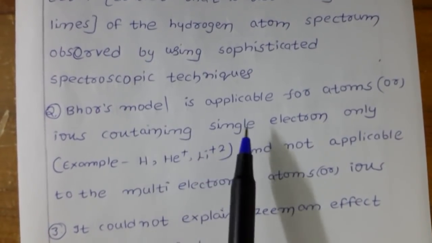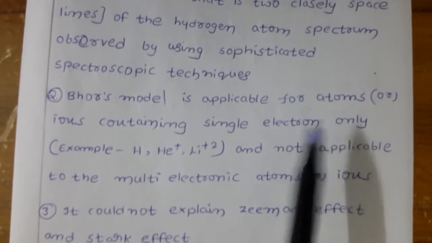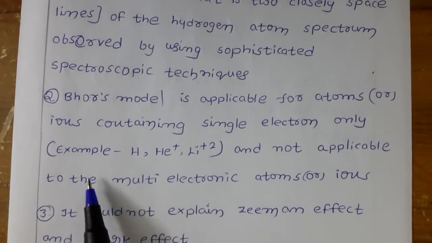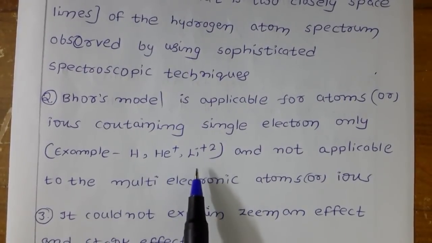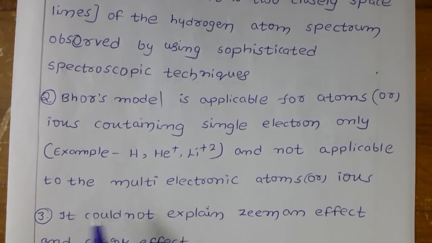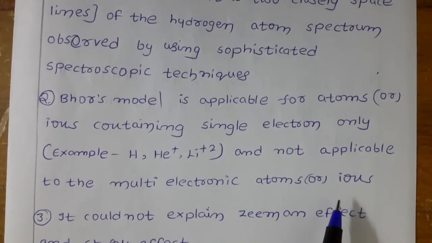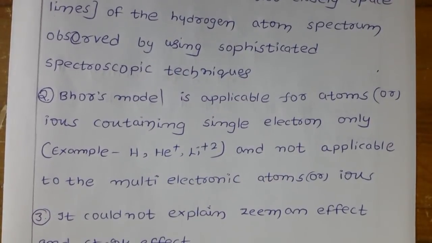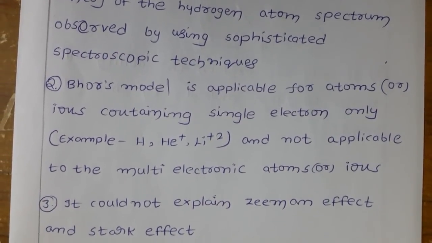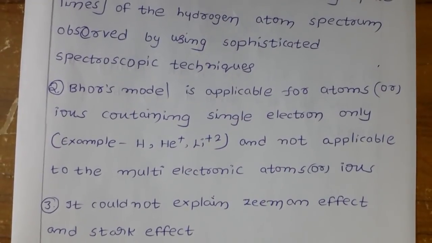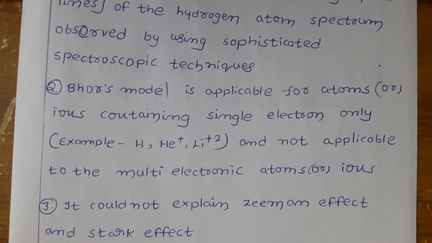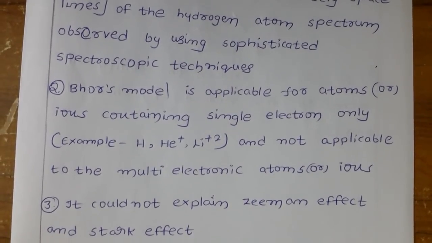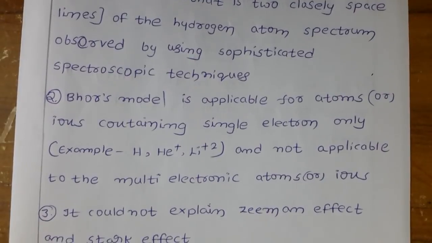So now, Bohr's model is applicable for atoms or ions containing a single electron only. For example, hydrogen, He+, Li+2. It is not applicable to multi-electron atoms or ions. If you take the neutral helium atom or lithium atom, helium contains 2 electrons and lithium contains 3 electrons. For a multi-electron system, it does not give any explanation. That is one more limitation of Bohr's theory.